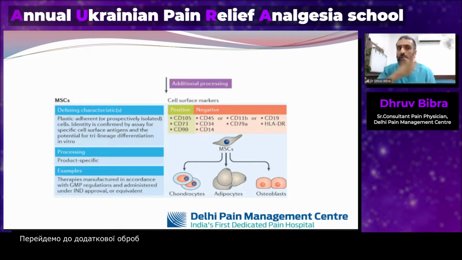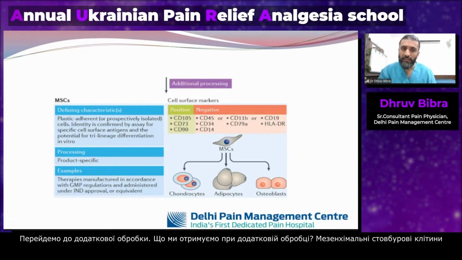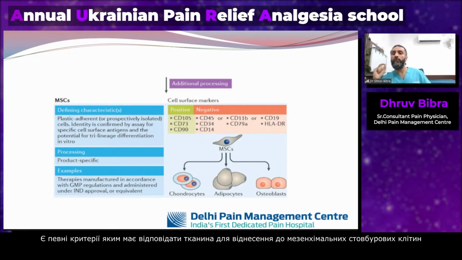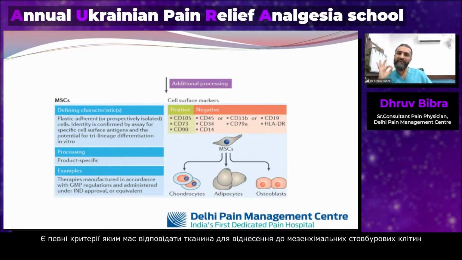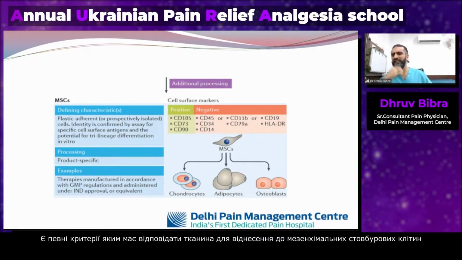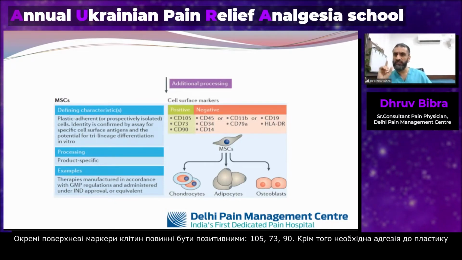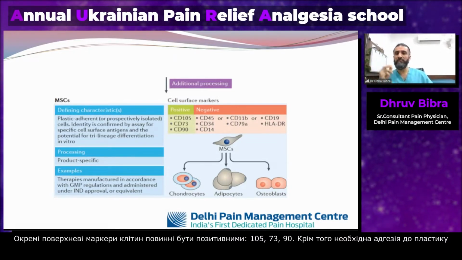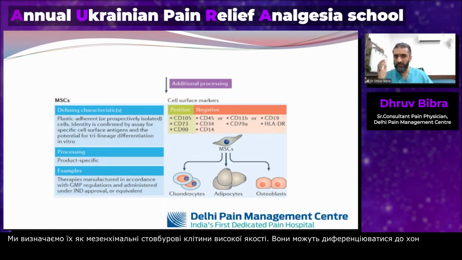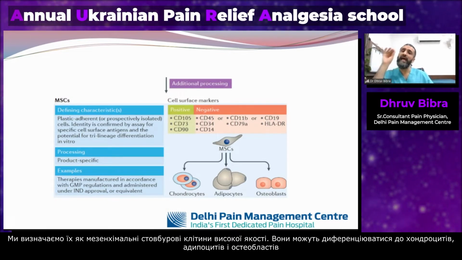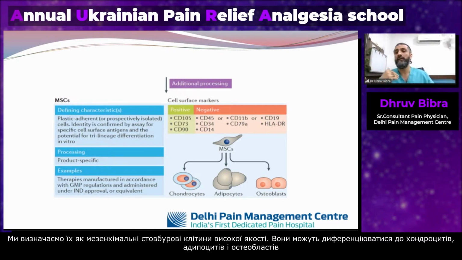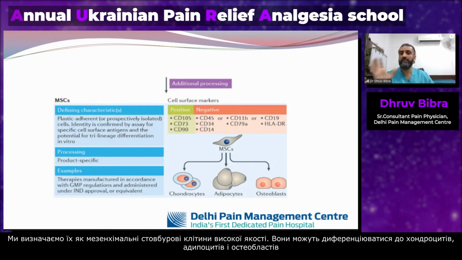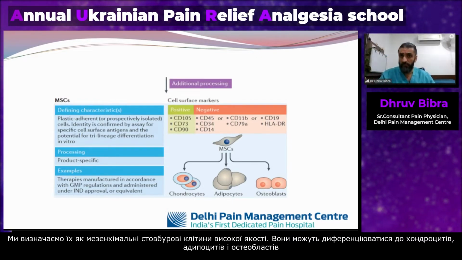Now moving on, when there is additional processing, what we get is mesenchymal stem cells. There are certain criteria which need to be fulfilled before a tissue can be categorized as mesenchymal stem cells. There are certain cell surface markers which have to be positive, like CD104, 105, 73, and 90. Along with that, plastic adherence is required, and there are certain specifications because of which we can label it as mesenchymal cells. These are probably the high quality regenerative options that we have. They differentiate into chondrocytes, adipocytes, and osteoblasts, and basically you can bring about a lot of changes with them.